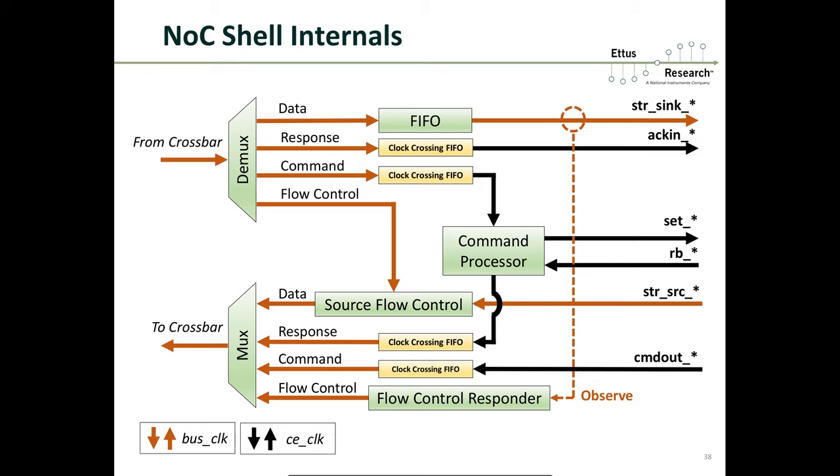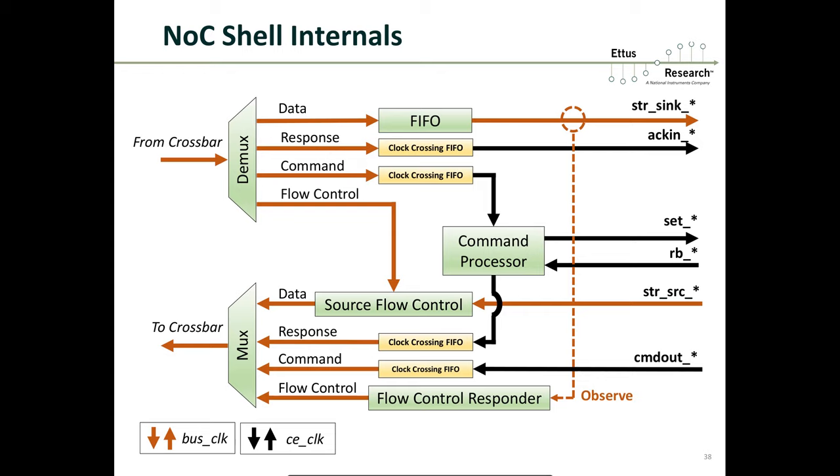And you can see that these are in orange, indicating that they are in the bus clock domain. At the top, we can see that incoming data packets from the crossbar go into a FIFO. The output of that FIFO is observed by the module at the bottom called the flow control responder. You can see this dotted line connection here. This is showing RFNoC's implementation of credit-based flow control.